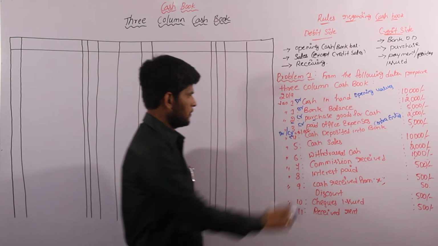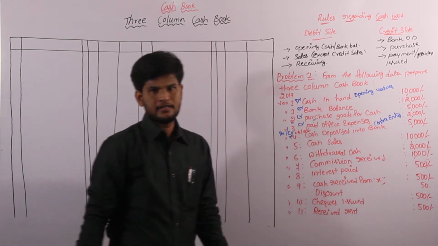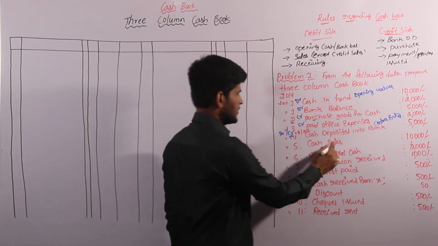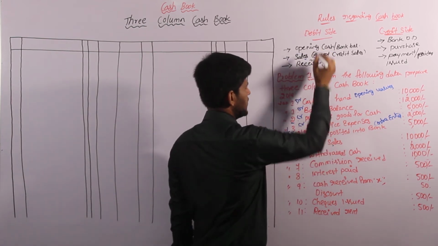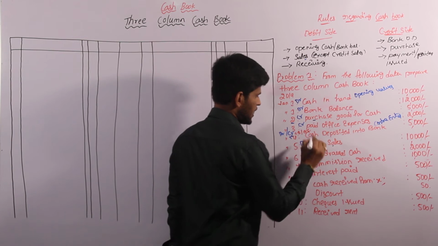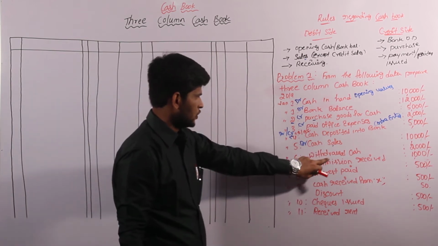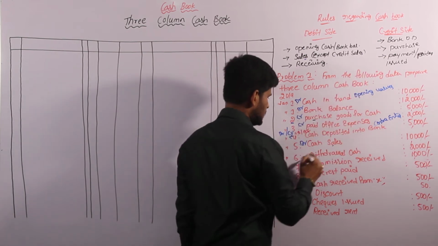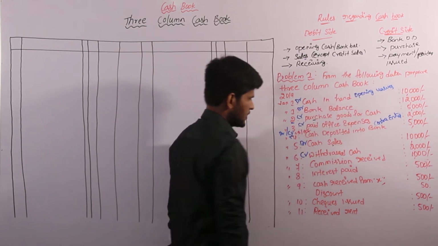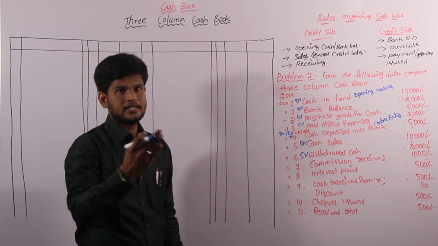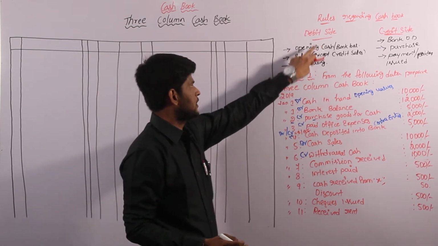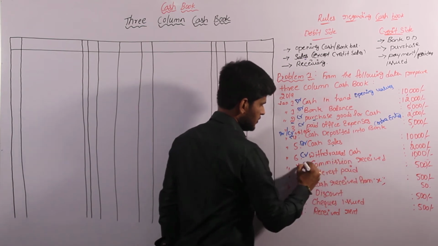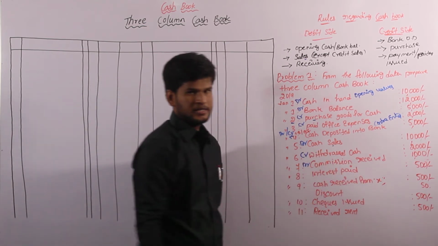And come to the next one, cash sales. Cash sales means we are selling something to another person by receiving cash. That is sales. Sales are always on the debit side of cash book. Next one, withdrawal of cash. Withdrawal is nothing but drawings. Drawings will be converted into the credit side. Next one, commission received. We are receiving commission. According to the debit side rule, receiving is always debit side. Commission received will come into the debit side.